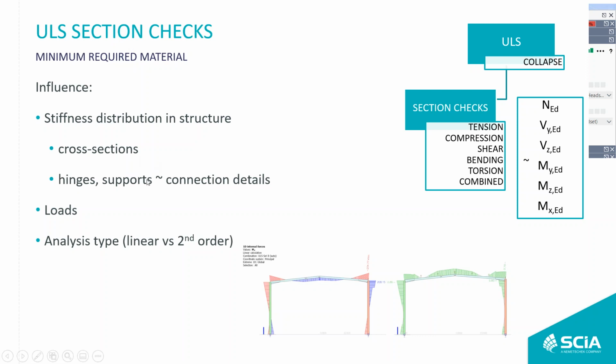So if we have failing section checks, what we can do is increase the cross sections. Sometimes changing hinges or supports can also help us with section checks, but we always have to make sure that whenever we add hinges or change supports, that corresponds with the connections that we will put on site in that structure. Also, the loads, of course, influence the section checks, but these are more or less defined by the code. And also the analysis type. Generally, it's considered that in second order analysis, we will have, for example, bigger moments because we have bigger eccentricities, imperfections, and second order effects.